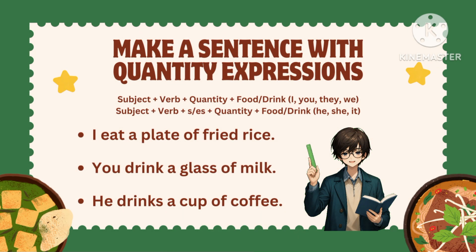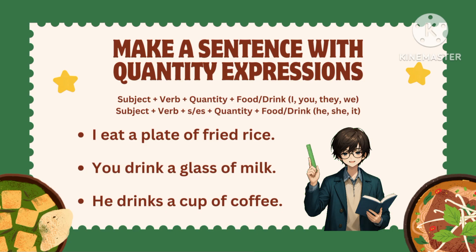Now, let's make a sentence with quantity expressions. Here are the patterns. And then, there are the sentences. The first sentence is, I eat a plate of fried rice. I as a subject, eat as a verb, a plate of as a quantity, fried rice is a food.